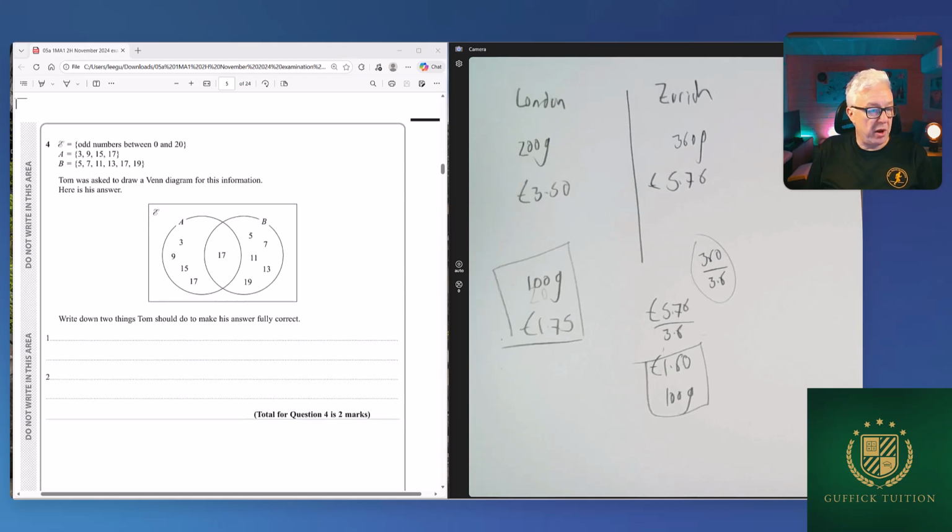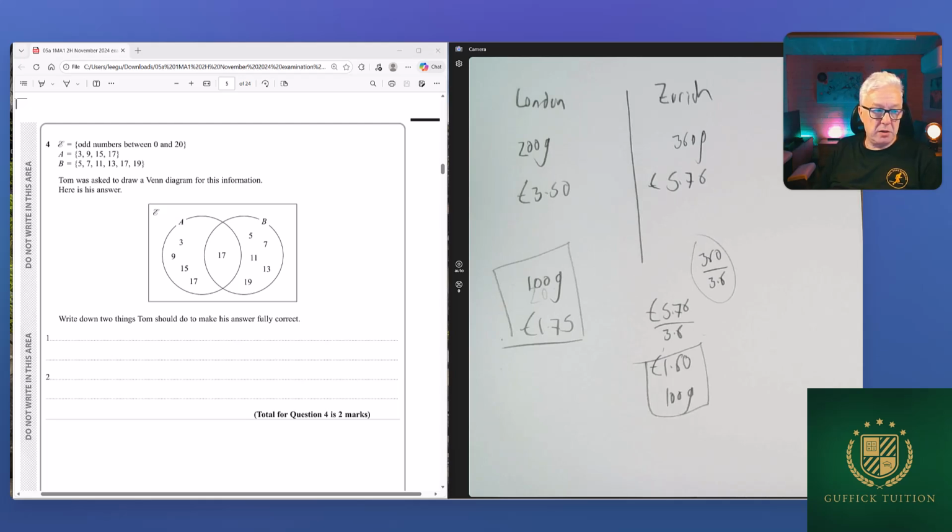Question 4, what have we got? A Venn diagram. What does it say? It says odd numbers between 0 and 20 is the universal set, which is everything in the whole square. We've got various numbers there in A, and various numbers there in B. Tom was asked to draw a Venn diagram for the information, and here is Tom's answer. Write down 2 things that Tom should do to make his answer fully correct.